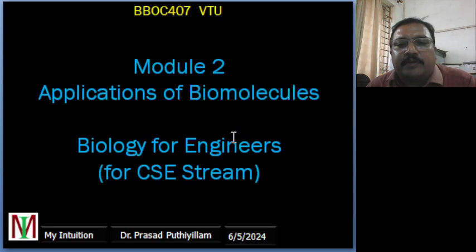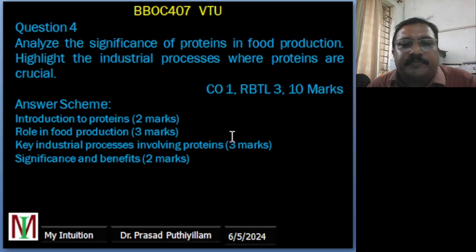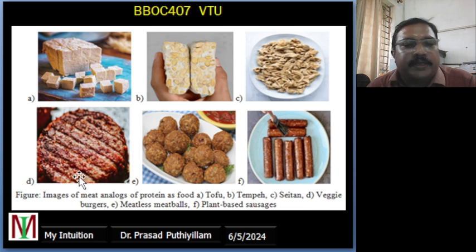Okay, so for that a question is framed: analyze the significance of proteins in food production. Highlight the industrial process where proteins are crucial. Okay, course outcome 1, revised Bloom's taxonomy level 3, and it carries 10 marks. Introduction to protein 2 marks, role in food production 3 marks, key industrial process involving protein 3 marks, significance and benefits 2 marks. Okay, so this is what I showed you in the beginning of my video.